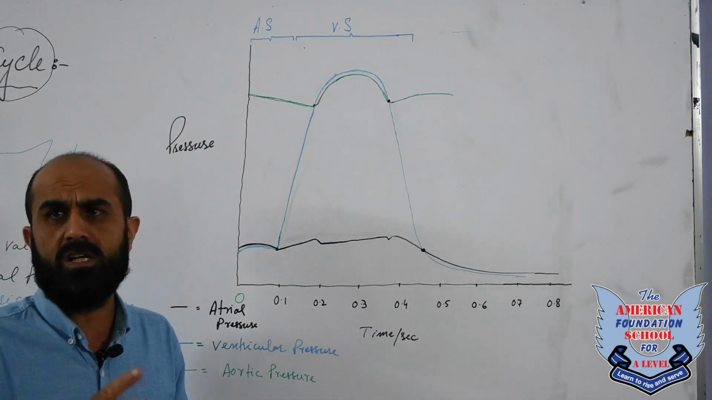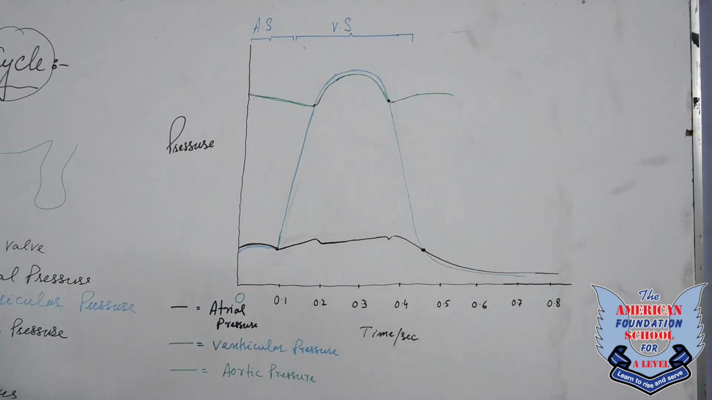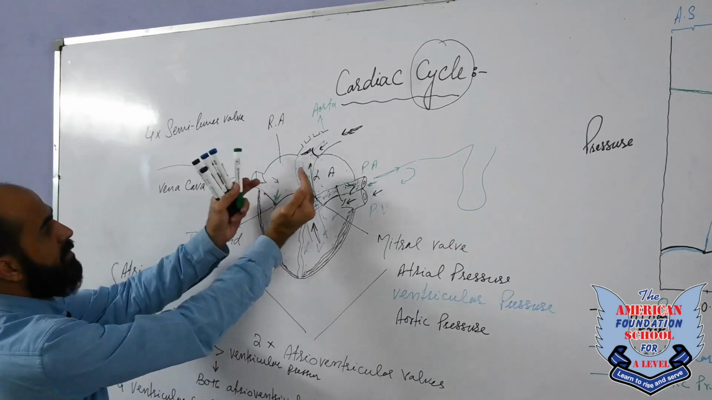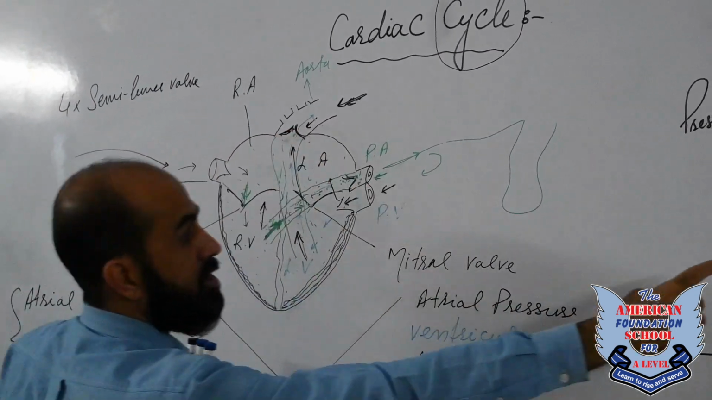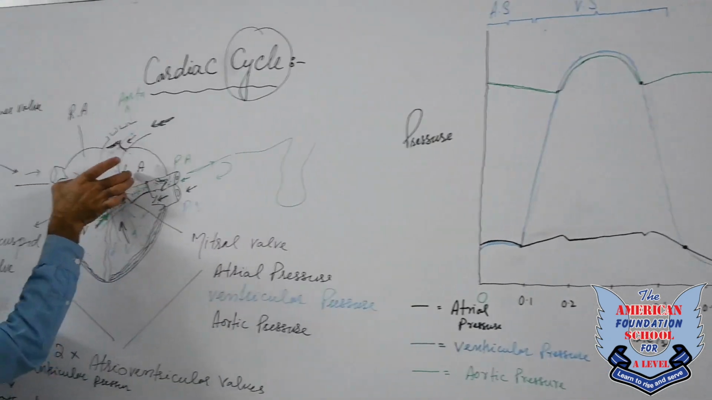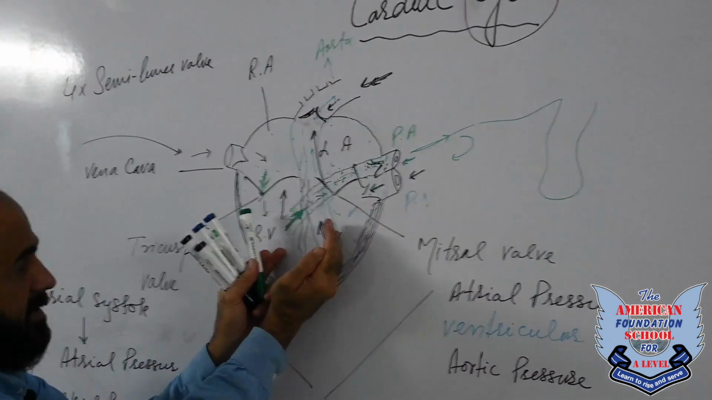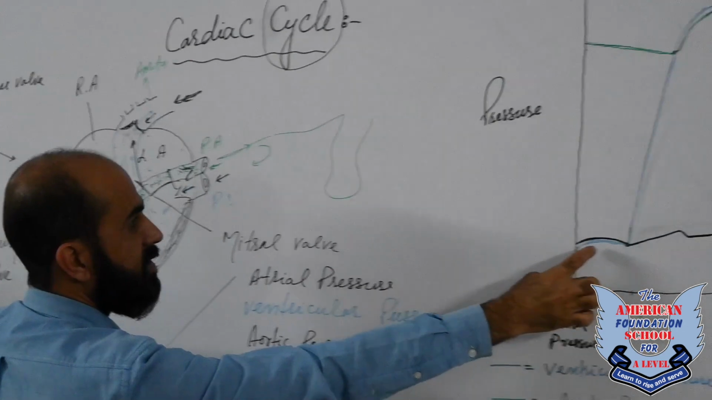If you please focus this camera here, if the atria are contracting, the pressure here is increasing, which is this black line actually increasing, and the pressure in the ventricle is slightly lower with this blue line.